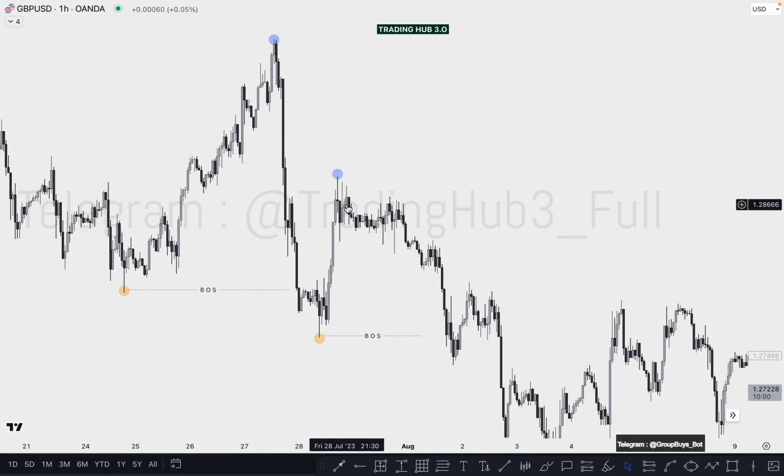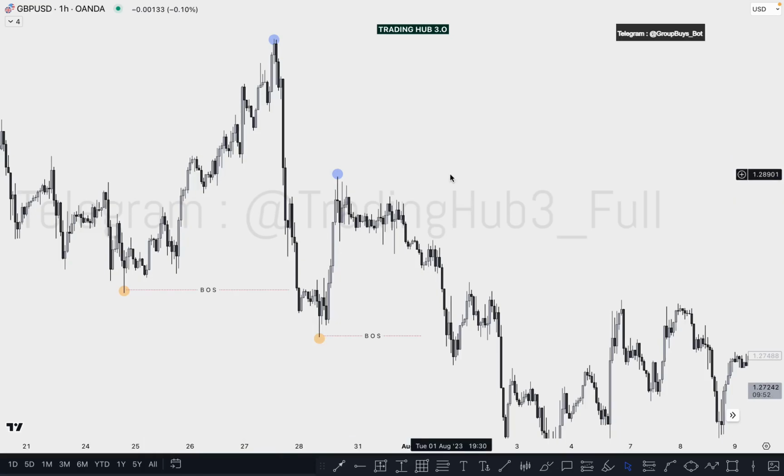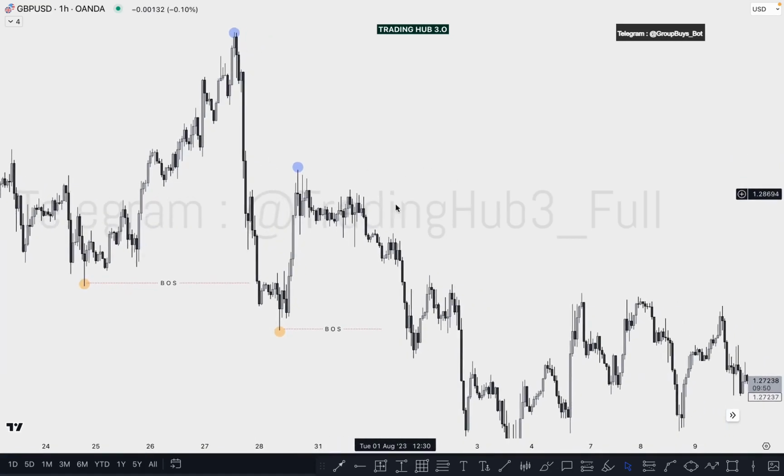So right now this structure looks like this. Again, what happened here? Look at this one. The market pushed downside and closed below it. So when the market closes below it, this becomes our valid break of structure. If it does not close, and just takes out the liquidity, then this is not a break of structure. This is just a liquidity grab, or you can say an external liquidity grab, right?